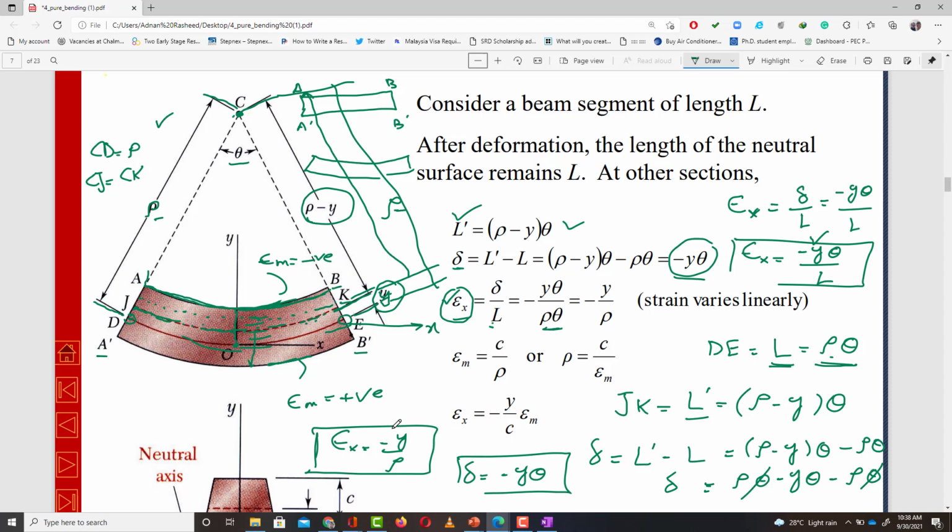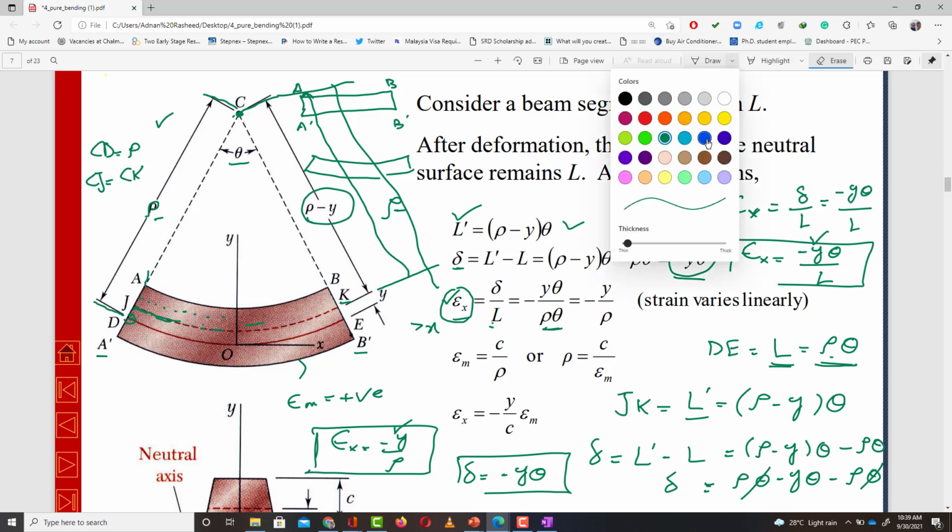So what does it mean? It means that strain varies linearly with y. If y increases, strain increases. If y decreases, strain decreases. So from this equation you can also find the maximum strain as well. So let me erase something from this. So I will write with another marker.